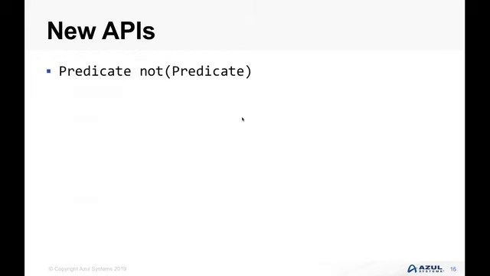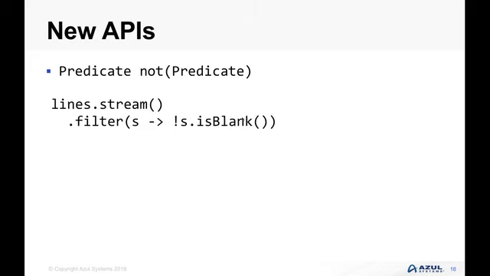Probably my favorite feature in JDK 11 is that Predicate has a new static method on it called not, which takes a predicate. Let's see what that does. Here I've got a simple piece of code where I'm filtering my stream of strings and I want to remove blank strings from that. So I can use filter and a lambda expression which says string s and remove ones that are blank.